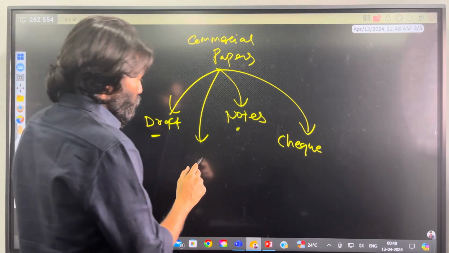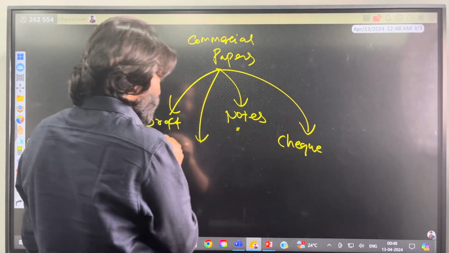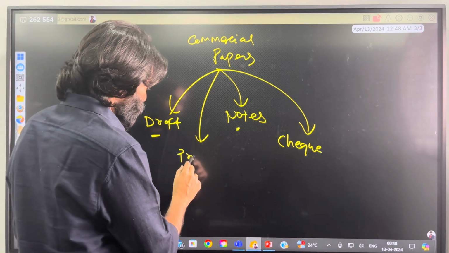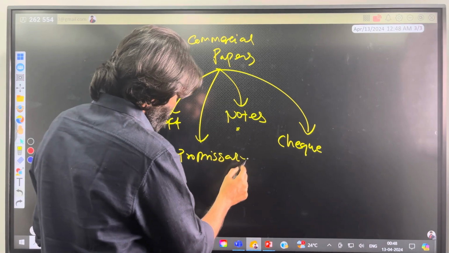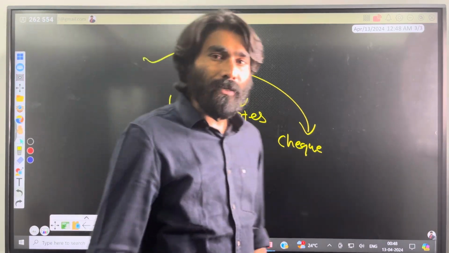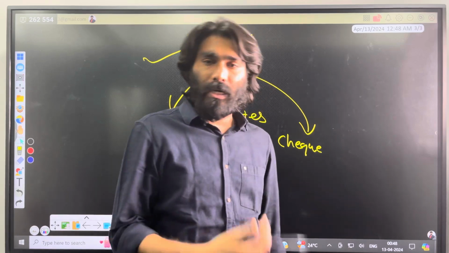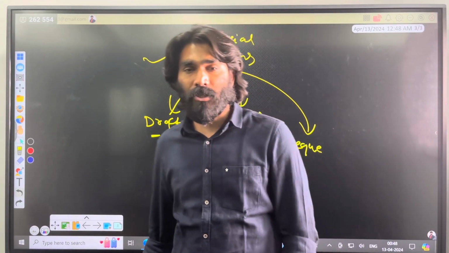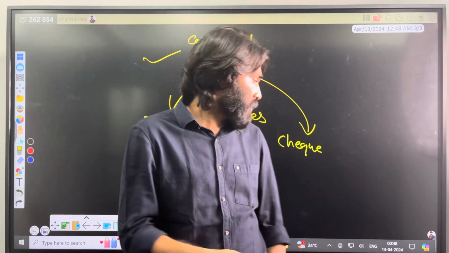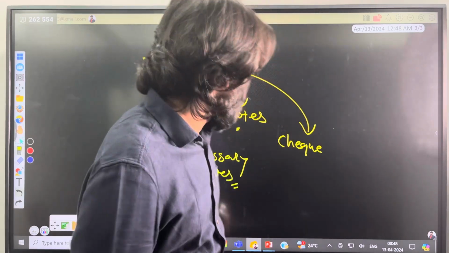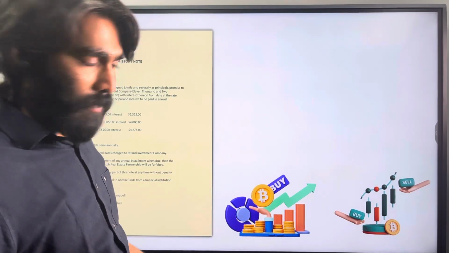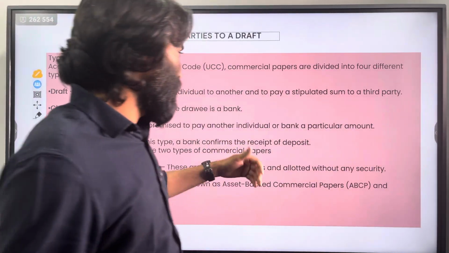Apart from that, you would see a draft, notes, check, or any other paper. A promissory note also comes under commercial paper. So these are the types, basically, that come under commercial papers. We'll discuss these types in detail in our next session. All right, this was just what I wanted to make you understand about commercial papers. So yes, I'm done with commercial papers. If you have any questions around it, you can comment so that I'll take it in my next session.